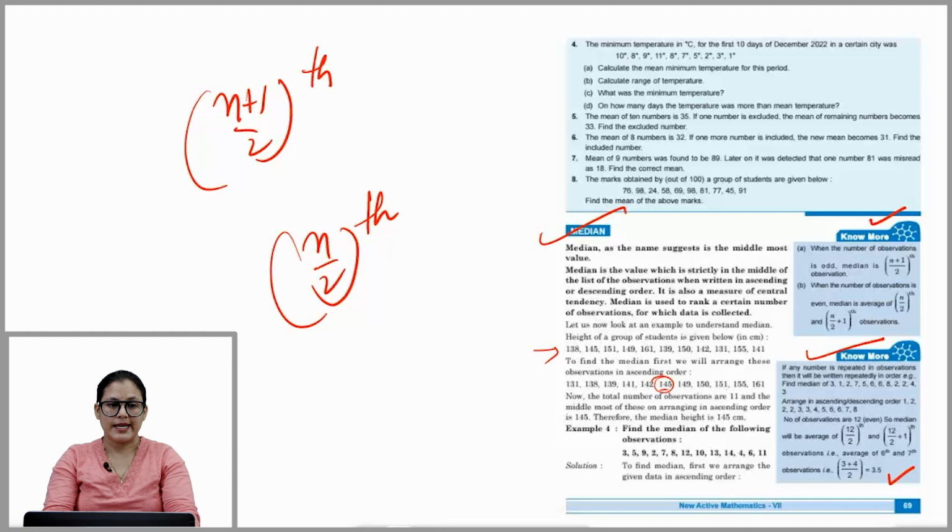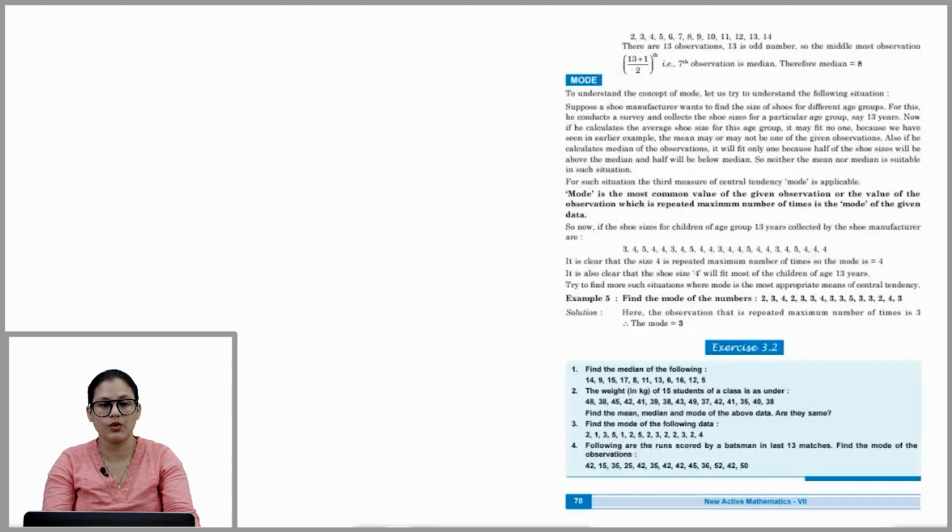Okay, let's check out example 4. Find the median of the following observations. First, you will arrange the given data in ascending order. After arranging in ascending order, we will get this. How many observations are there? 1, 2, 3, 4, 5, 6, 7, 8, 9, 10, 11, 12, 13. There are 13 observations, and 13 is an odd number.